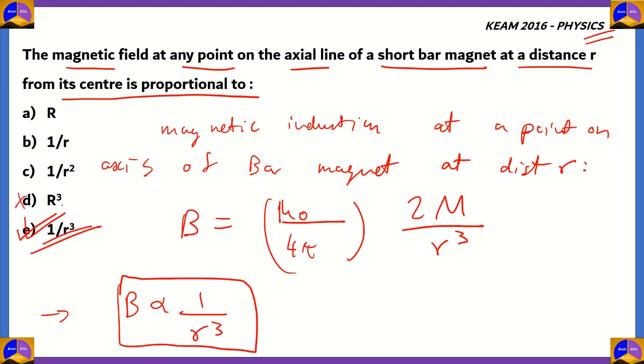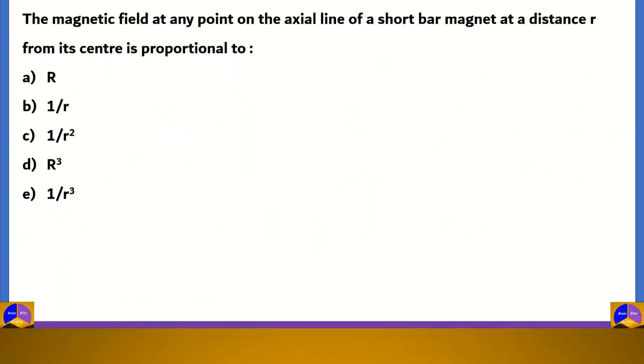Option D would be incorrect, because then the formula would be mu naught by 4 pi times 2m r cubed, which is not true. 1 by r square is also incorrect, because then the exponent on r is incorrect. Option B also falters because of the same thing. And option A is incorrect because, number 1, the exponent is wrong, and number 2, r would be present in the numerator, which would make the formula and the dimensions wrong. So therefore, option E, B is proportional to 1 by r cubed, is the correct answer.